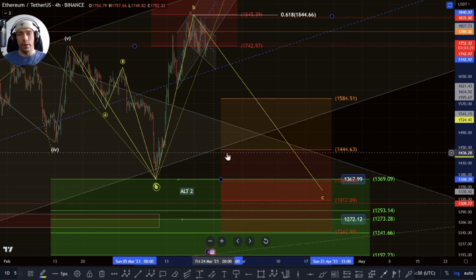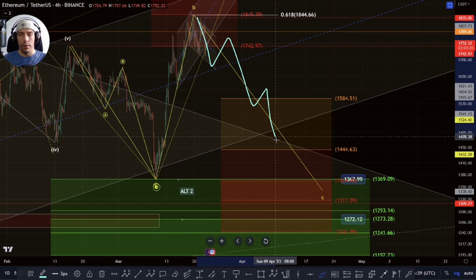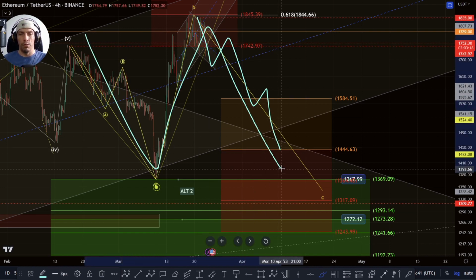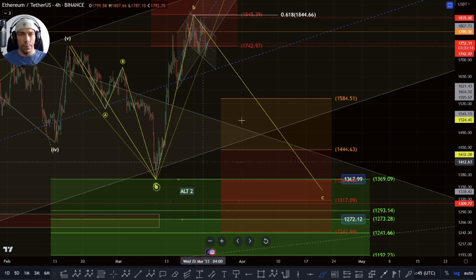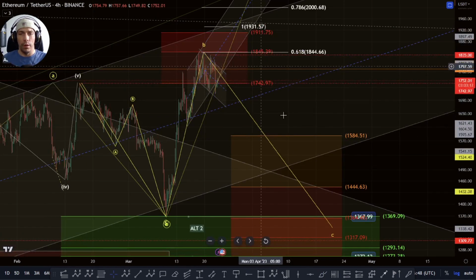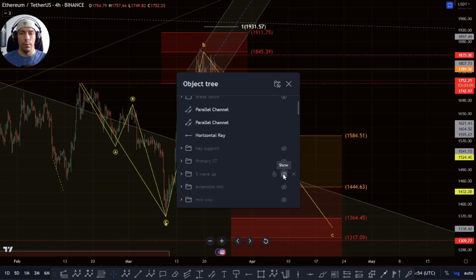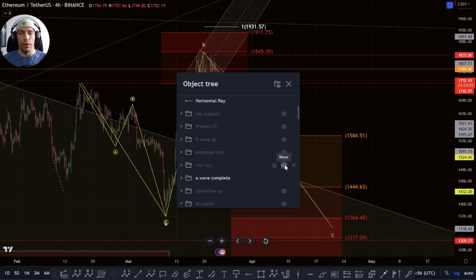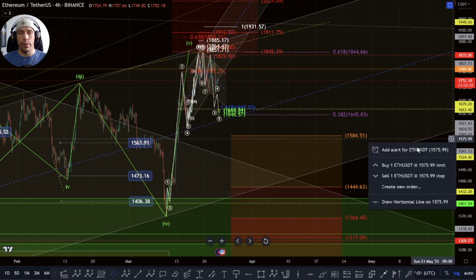However, we'd have to keep an eye on this one-to-one as well here at this 1444. That would be one-to-one of this A wave, and that would be potentially looking for this. If we get a five-wave move down, this could become a running flat, and then we look to push it to the upside. So this is going to be the key thing here, is how this breaks down and whether we maintain these key levels of support, and then look to actually move to the upside here. The alternative count we had is still valid.